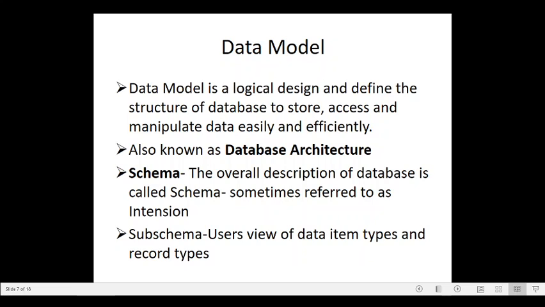Now let's understand some of the important terminologies like schema, subschema, and an instance. Schema is nothing but the overall description of a database. Sometimes it is also referred to as intention. Subschema is nothing but the user's view of data item types and record types. An instance is nothing but the collection of information stored in the database at a particular moment.